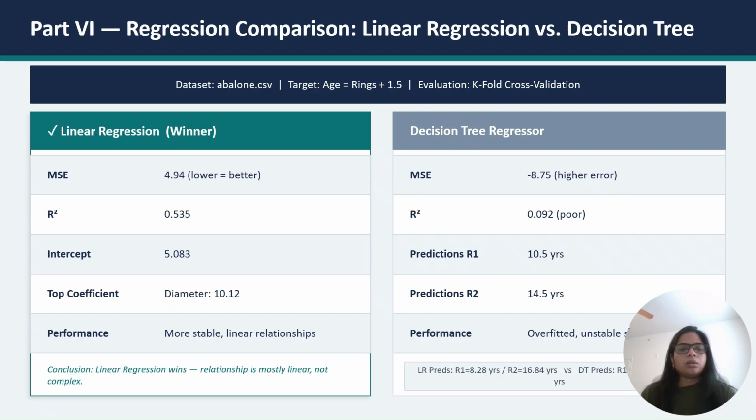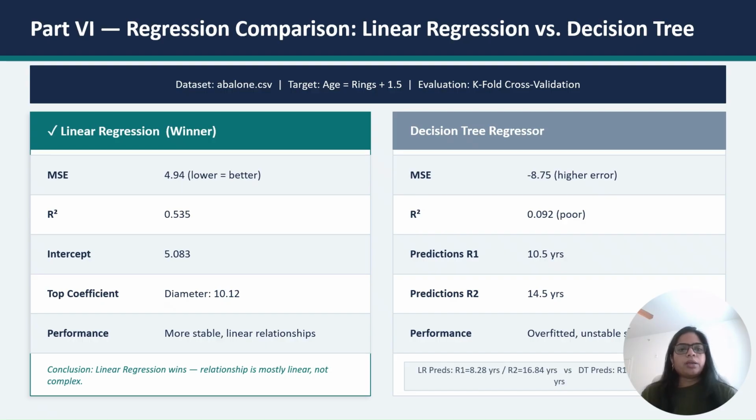If you see the prediction values comparatively between linear and decision tree, the prediction of record 1 is 10.5 years with the decision tree; in linear regression, it was 8.28 years. The same with the second record. For the linear regression, we got 16.84 years. With the decision tree, we got 14.5. So the decision tree is more sensitive to any changes in the data. With that being said, we conclude linear regression is the strongest when compared to the decision tree.